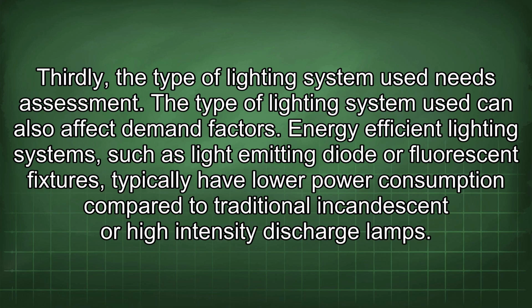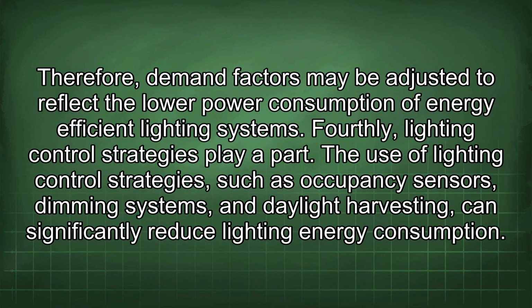Thirdly, the type of lighting system used needs assessment. The type of lighting system used can also affect demand factors. Energy-efficient lighting systems, such as light-emitting diode or fluorescent fixtures, typically have lower power consumption compared to traditional incandescent or high-intensity discharge lamps. Therefore, demand factors may be adjusted to reflect the lower power consumption of energy-efficient lighting systems.